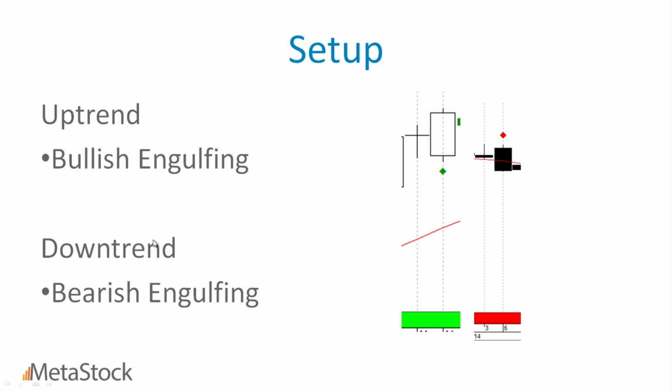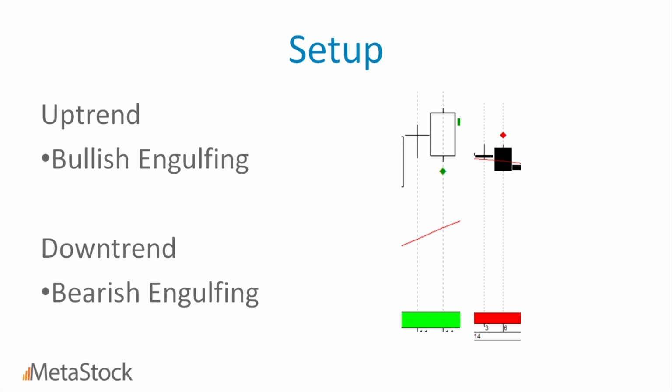Likewise, in the downtrend, what we're looking for is a bearish engulfing pattern. So we're looking for the body of the current candle to be bigger than the body of the previous candle. And in addition, we're looking for it to start high and then work its way down, so it'll be a bearish engulfing pattern. And it's that simple.